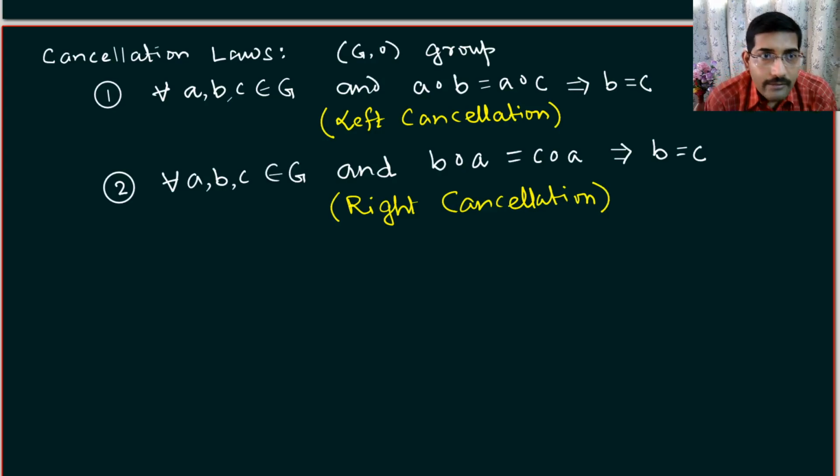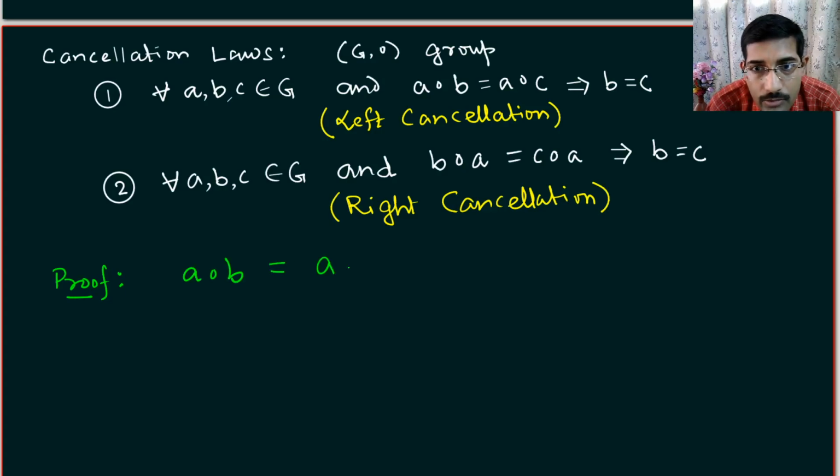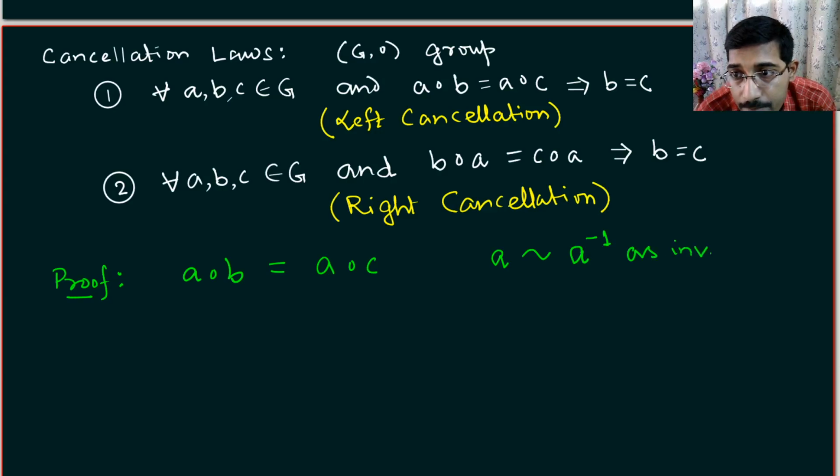I leave the proof to you, just to give you a hint of the proof. It's pretty simple. You are given that A operated over B is equal to A operated over C. And as per the group, A has a corresponding inverse element, right? Let's say the inverse of A, since it is unique, so from now onwards I will define A inverse as the inverse of A. For the multiplicative group I will define it this way, for the additive group I will define it as minus A.